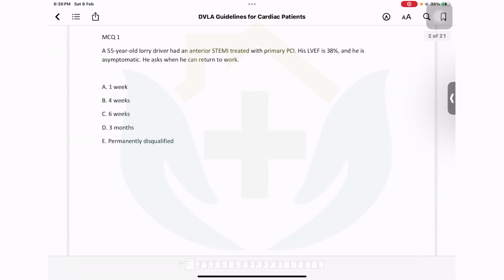A 55-year-old lorry driver had an anterior ST elevated MI treated with primary PCI. His left ventricular ejection fraction is 38% and he is asymptomatic. He asks when he can return to work. What will you suggest? He's a lorry driver, STEMI treated with PCI. So when do you advise him to go back to work?